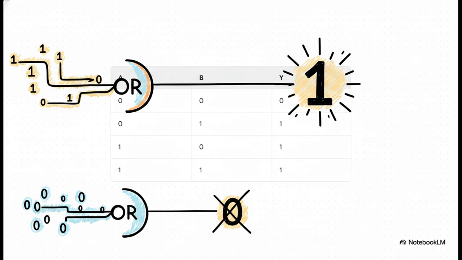A 0 and a 1 gives you a 1. A 1 and a 0 gives you a 1. And two 1s yield a 1. Literally any true input guarantees a true output. The only possible way to get a false output is if both inputs are completely dead.